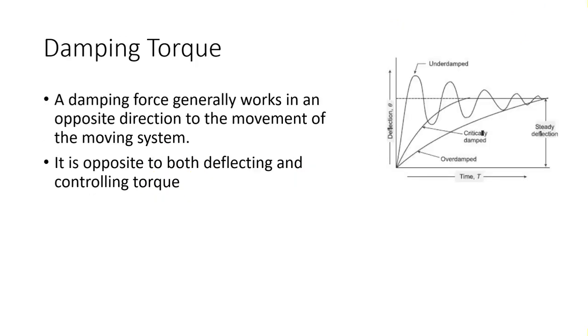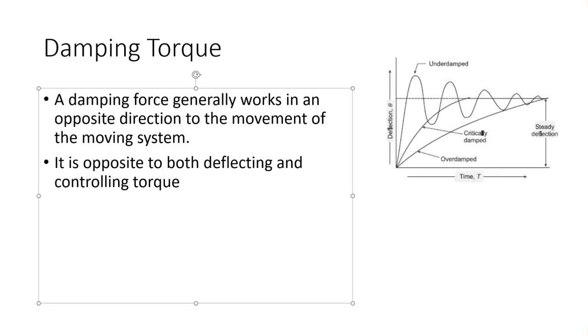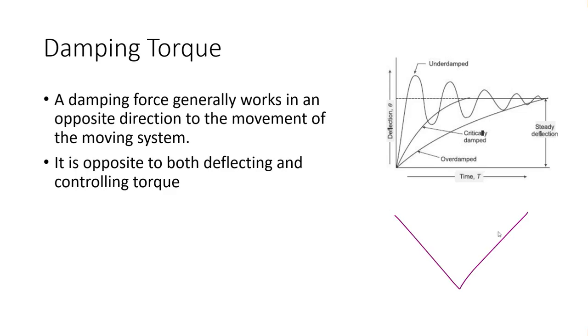Damping torque, on the other hand, works opposite to both deflecting and controlling torque. So if the controlling torque moves a needle from, let's say, here to here, and a deflecting torque moves the same needle from here to here, then if we add some fluid in it, what will that do?